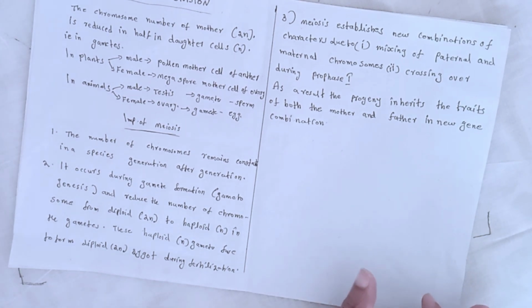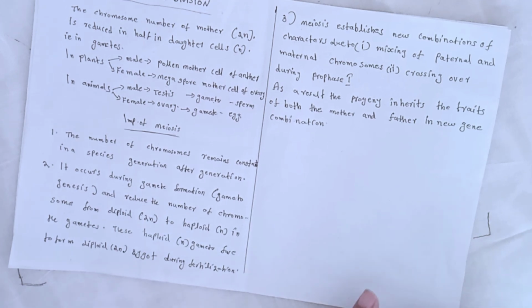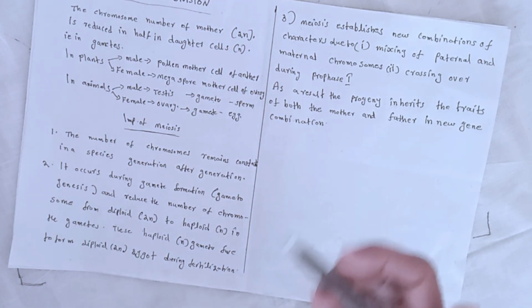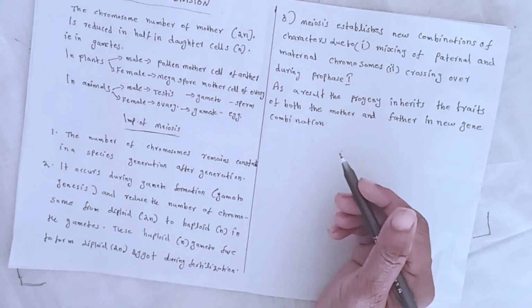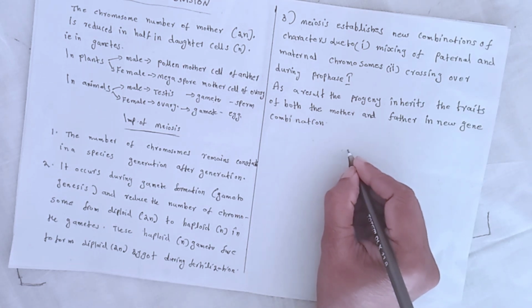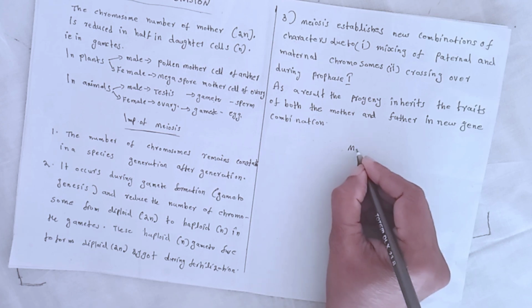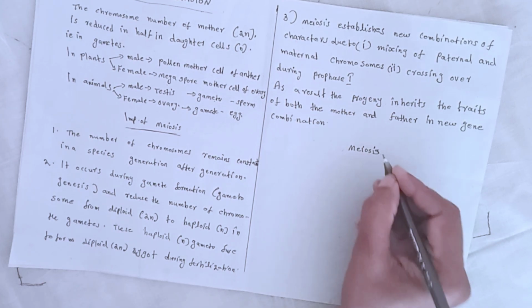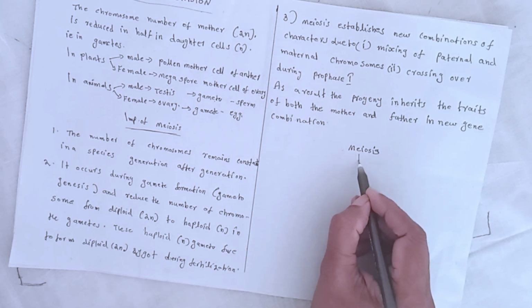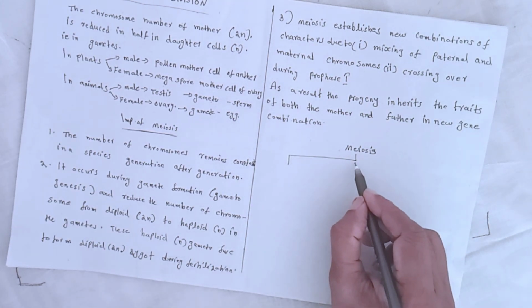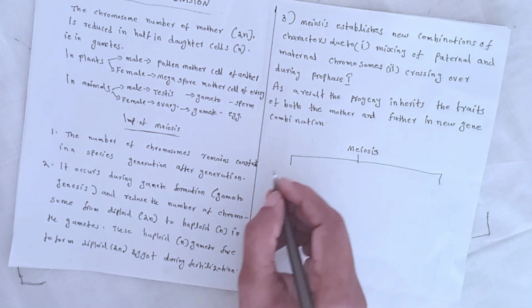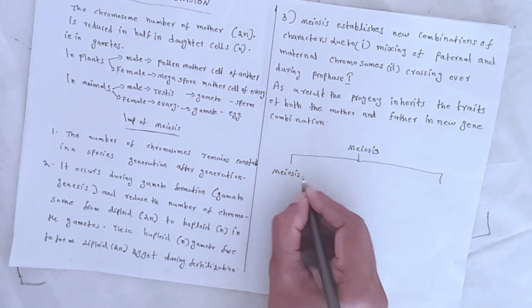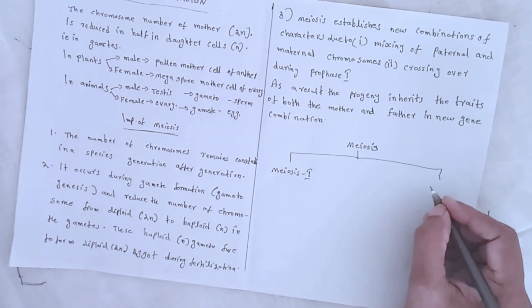Now we draw a flow chart of meiosis, the steps of meiosis. First, meiosis has two main steps, that is meiosis 1 and meiosis 2.